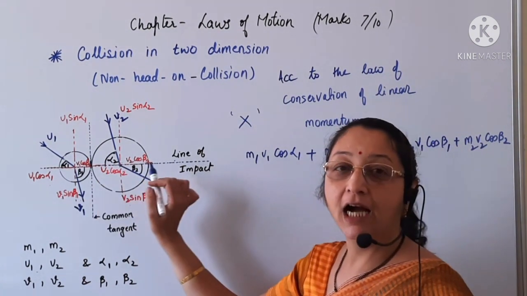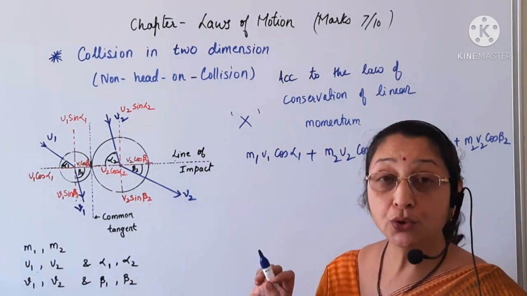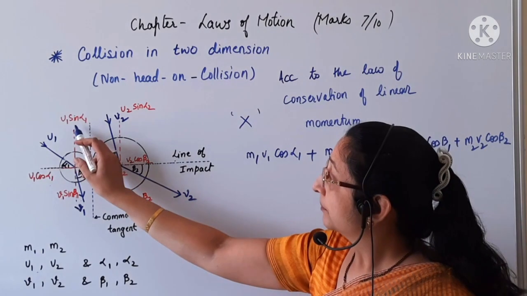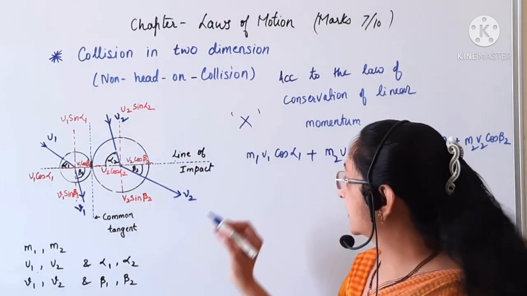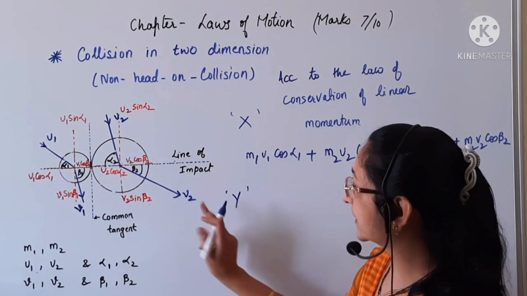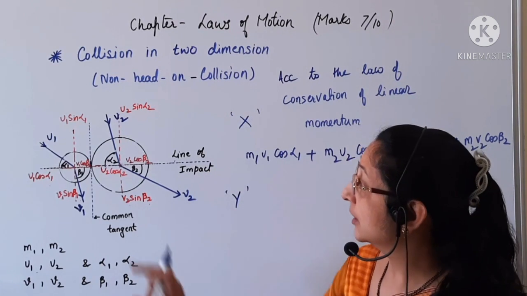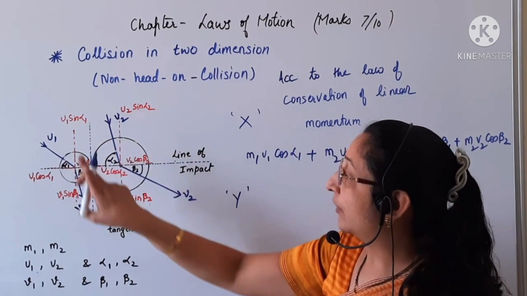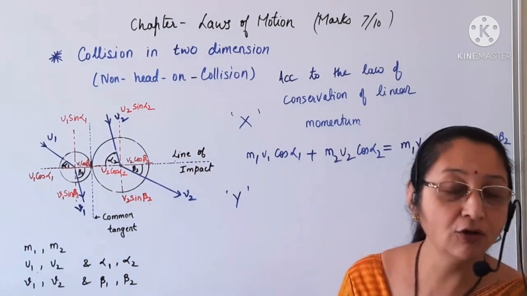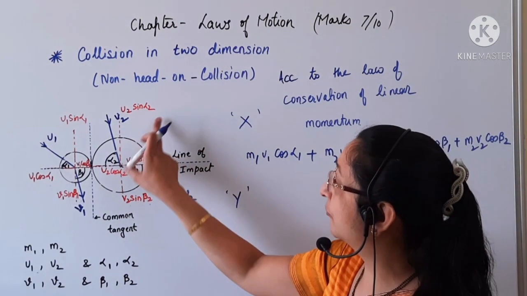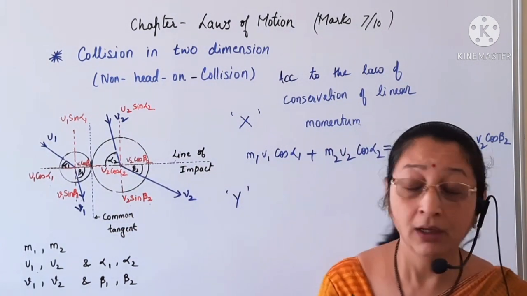Now we will take our discussion to the y-axis, that is, along the common tangent. Here u1 sine of alpha 1 is balancing v1 sine of beta 1, and u2 sine of alpha 2 is balancing v2 sine of beta 2.